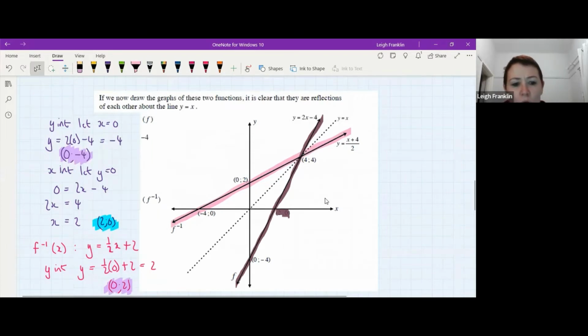Can you see what was your y-intercept is now your x-intercept, and what was your x-intercept is now your y-intercept. That's what happens when we reflect over the line y equals x. y becomes x and x becomes y. Everybody happy with that? Does that make sense? Any questions? Yes.